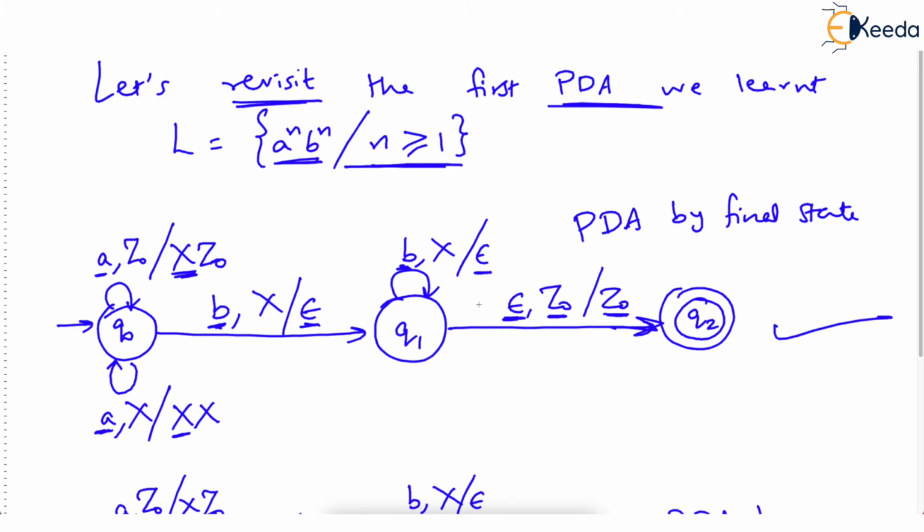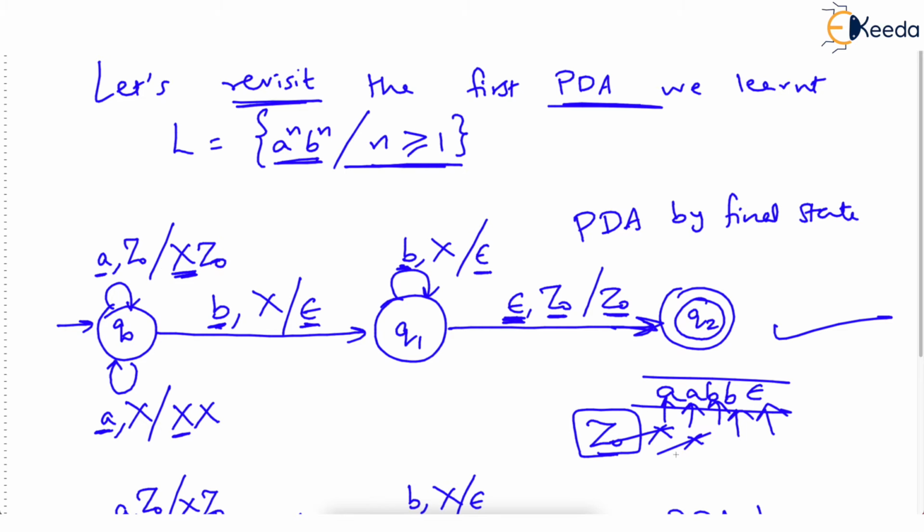Now, what if I say in this example that the input is over, that means we have read all a and all b and we have reached epsilon. Just notice, for a we have pushed x, for a we have pushed x, for b we have popped x, for b we have popped x, and now we have reached epsilon. So obviously Z0 is only pending on the stack. We pushed x but we popped x and now only Z0 is pending.